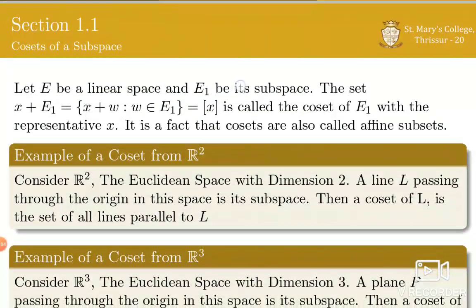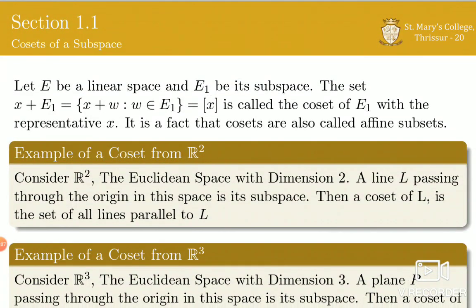We have first the definition of cosets of a subspace. So let E be a linear space and E1 be its subspace. The set X plus E1, defined as the set of all X plus W, where W is an element of E1, is called the coset of E1 with the representative X, where X is an element of E. In fact, cosets are also called affine subsets in some other textbooks. So we have the definition of the coset.